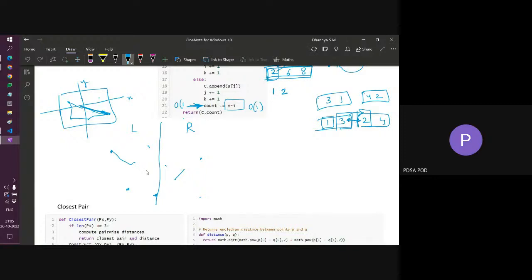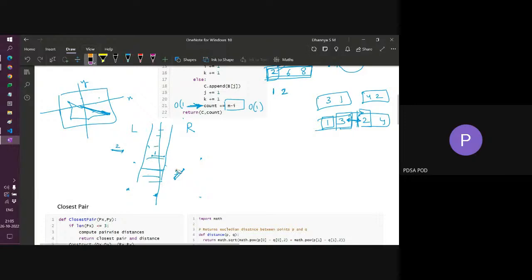When we combine the solution, there could be some path like this, which could be a shorter distance as compared to what we have. This is the shortest here, and this is the shortest here. So this is of length say 2, this is of length say 3, and this is of length say 1. Now you have found the shortest on each side, and when you combine the solution, you have to look at all the points in this area also.